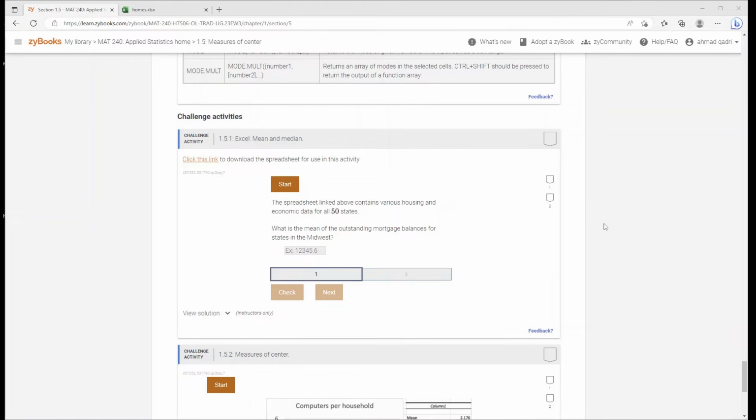This is challenge activity 1.5.1, and this is about Excel mean and the median. So you have to click this link here to download a spreadsheet, and then the question is about the spreadsheet. The question says, the spreadsheet linked above contains various housing and economic data for all 50 states. What is the mean of the outstanding mortgage balance for states in the Midwest?